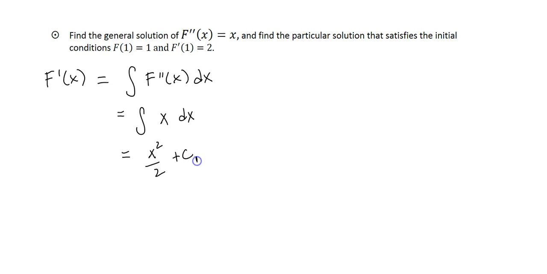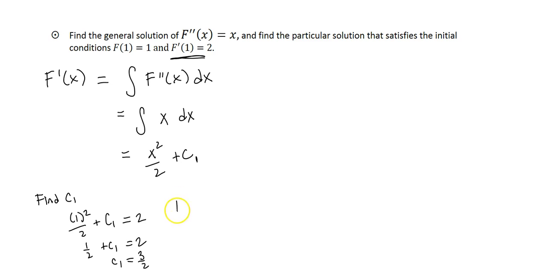I'm going to call this c sub 1 because we're only doing the first integral here. To find c sub 1, I'm going to use the fact that f prime of 1 is equal to 2. So this means that 1 squared over 2 plus c sub 1 is equal to 2. So 1/2 plus c sub 1 equals 2, which means c sub 1 equals 1.5 or 3/2. So f prime of x is equal to x squared over 2 plus 3/2.